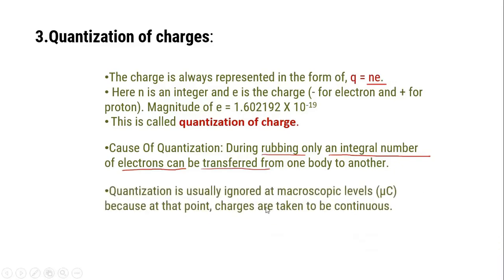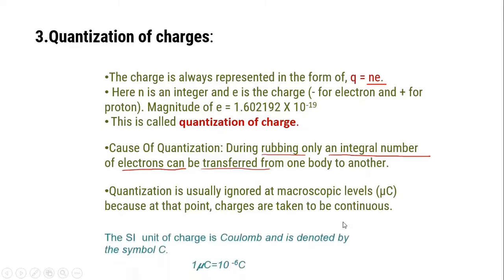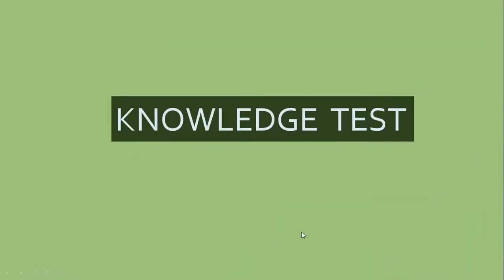Now, quantization is usually ignored at the macroscopic level because at that level charges are taken to be continuous. What is meant by macroscopic level? It means that at a large scale the charges are so continuous that this integral concept can be ignored. That is, quantization of charge can be ignored and charges can be treated as continuous. Next, 1 microcoulomb is equal to 10 to the power minus 6 coulomb.